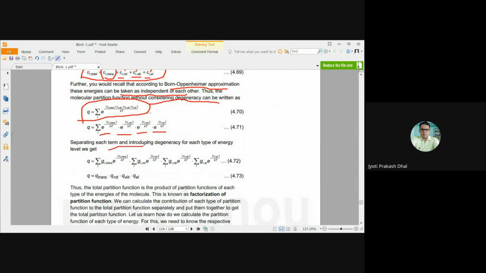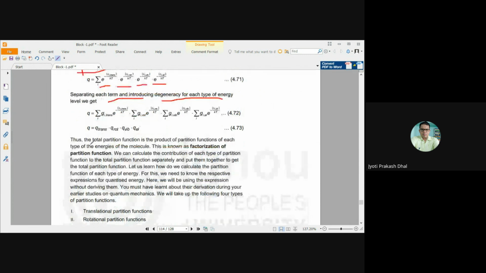Now separating each term and introducing the degeneracy of each type of energy, we can write Q equals the summation of Gi translational into e to the power minus epsilon i translational by kT, into the summation of Gi rotational into e to the power minus epsilon i rotational by kT, into Gi vibrational into e to the power minus epsilon i vibrational by kT, into the summation of Gi electronic into e to the power minus epsilon i electronic by kT.